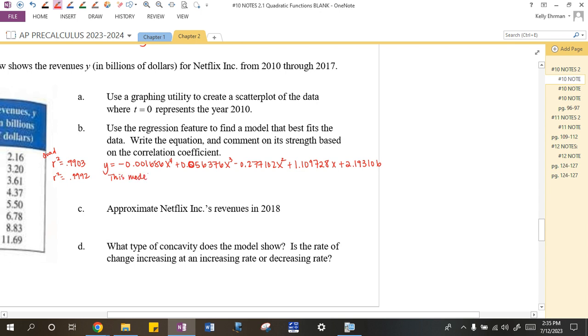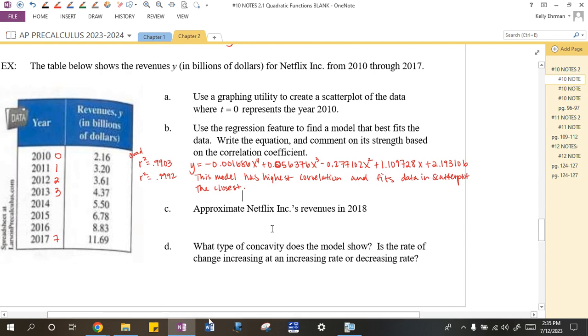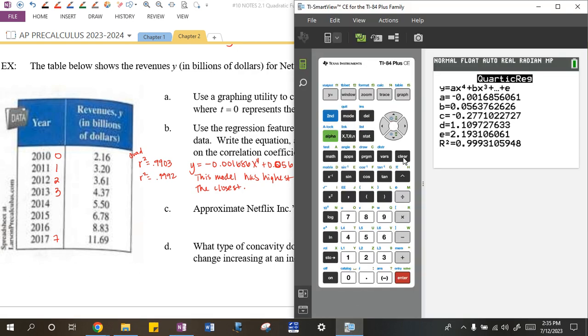This model has highest correlation and fits data in scatter plot the closest. Approximate Netflix Incorporated's, Netflix's, I don't know, that sounds weird, revenues in 2018. So we've got up to 2017. This is extrapolation. I don't know if it's accurate or not.